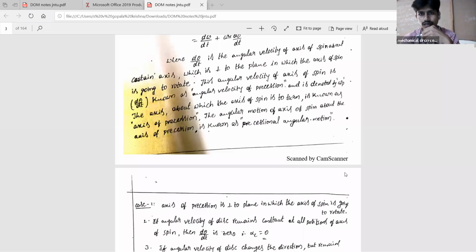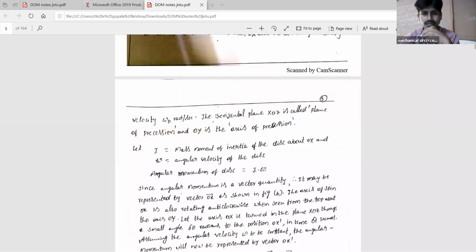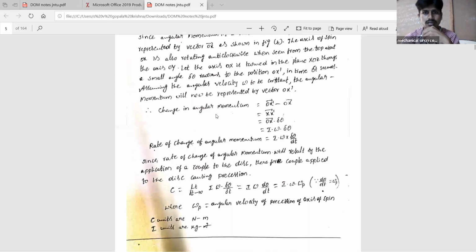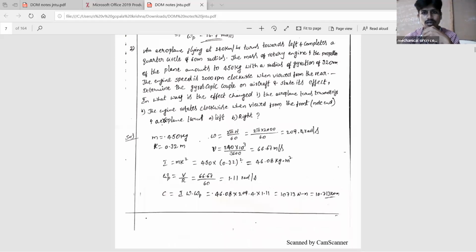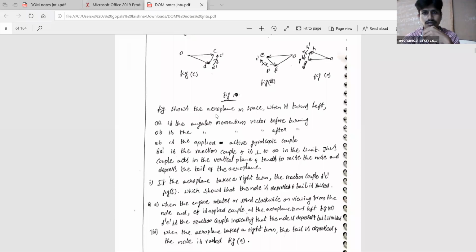All of you observe the naval ship point of view. Here three types of effects occur in a naval ship: the steering effect, the pitching effect, and the rolling effect. All of you observe that.